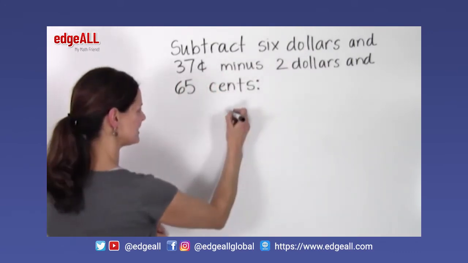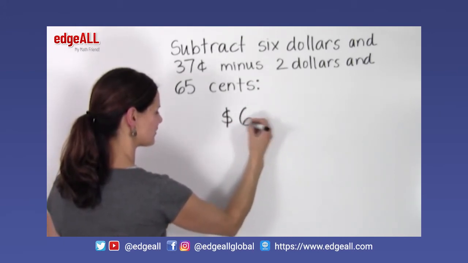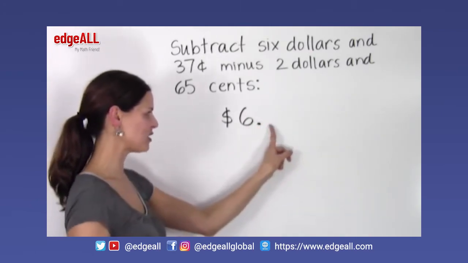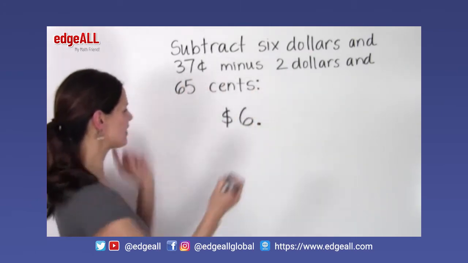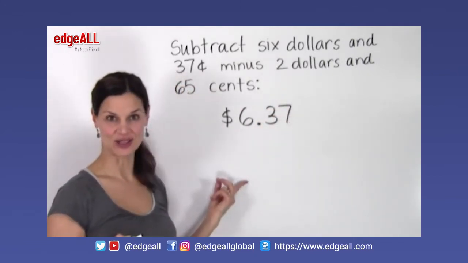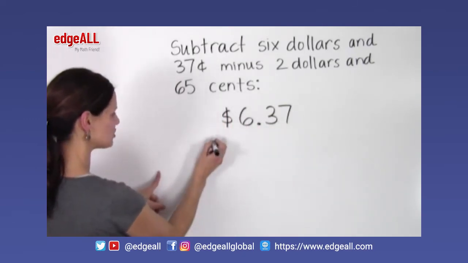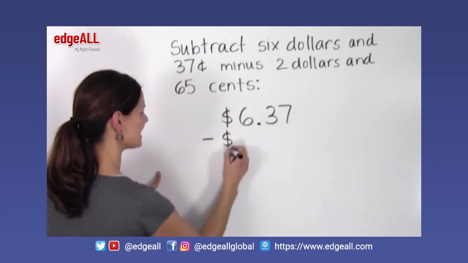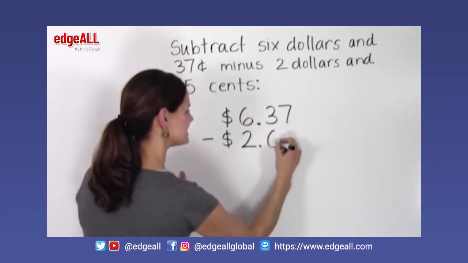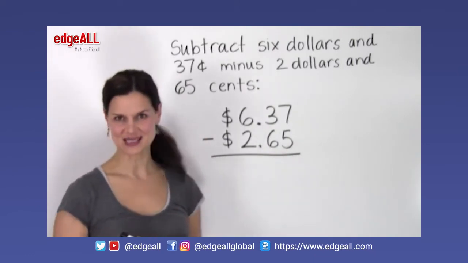So $6.37 would be written like this: $, and then 6 for our whole dollar amount, and then the decimal to denote that now we're going into cents, and the 37 cents or 37 hundredths of a dollar would be written here, 0.37. And then we want to subtract, again, $2 and 65 cents goes right here after the decimal point.